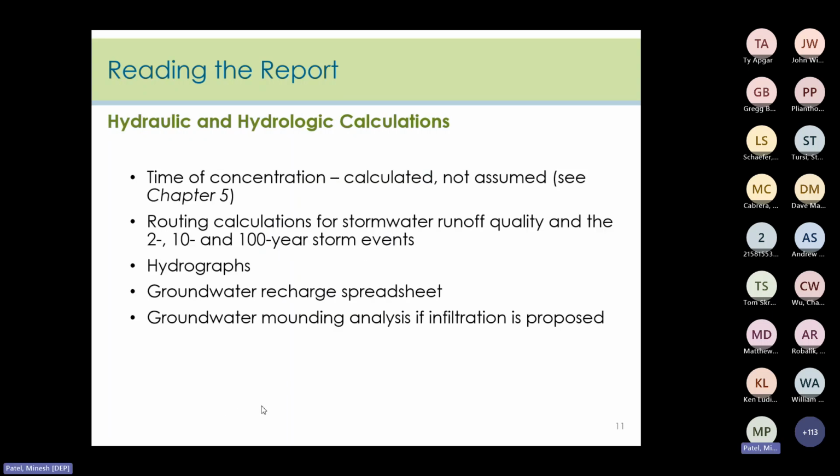The reviewer must be sure that the following calculations are included in the report. Time of concentration, as discussed in Module 2 last Thursday by Anthony, is essential to characterizing a site. Time of concentration must be calculated and included in the report. Some permittees may require this information be submitted on a CD so that it can be checked. No matter the format, though, it is important to include all of this information, including storm routings, hydrographs, the groundwater recharge spreadsheet, a mounding analysis if it's applicable, and water quality calculations, and make sure it matches what's on the plans.